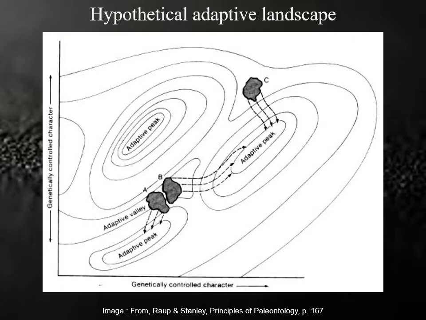So consider a hypothetical adaptive landscape with two genetically controlled characters. Say, for example, on the y-axis you put the height of an organism and on the x-axis you put the width of an organism. Any two measurable characters are plotted in this hypothetical binary plot, this hypothetical adaptive landscape, and you may find that organisms are distributed in different positions within this adaptive landscape.